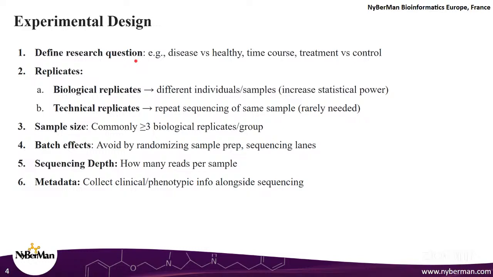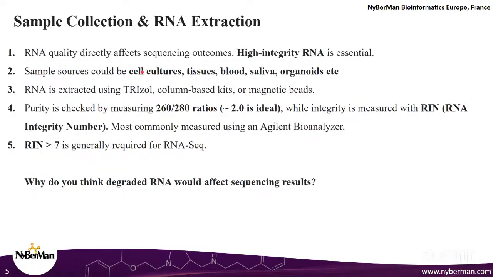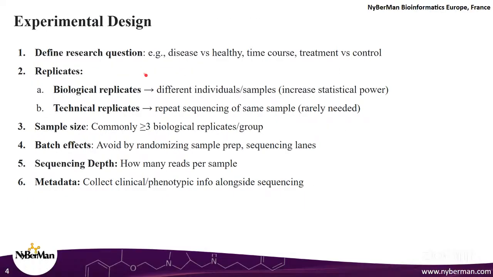So you basically start out by defining this research question: what is it that you are trying to figure out, between what and what are you trying to differentiate. That is the first thing that you do. The second thing for you to consider in your experimental design is replicates. Replicates are mainly of two types. The first is biological replicates, right? So biological replicates are basically the number of samples.